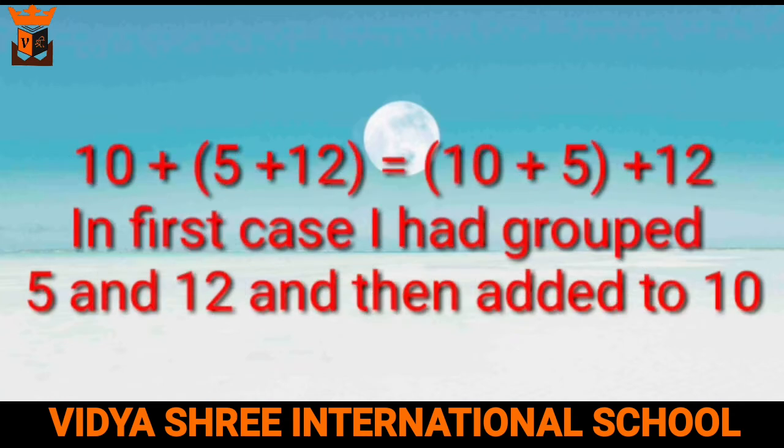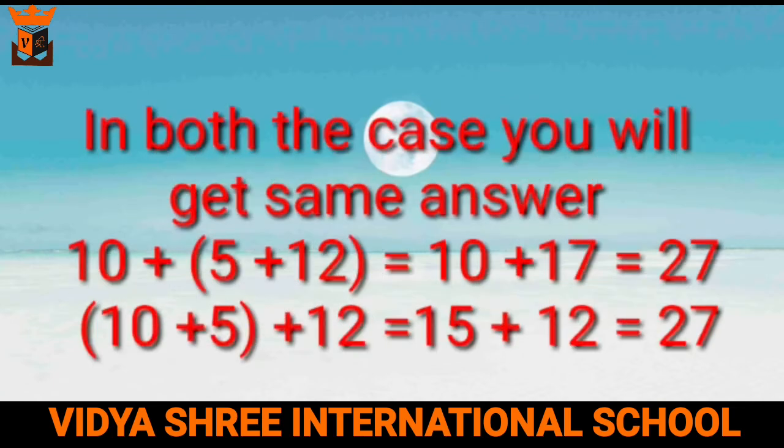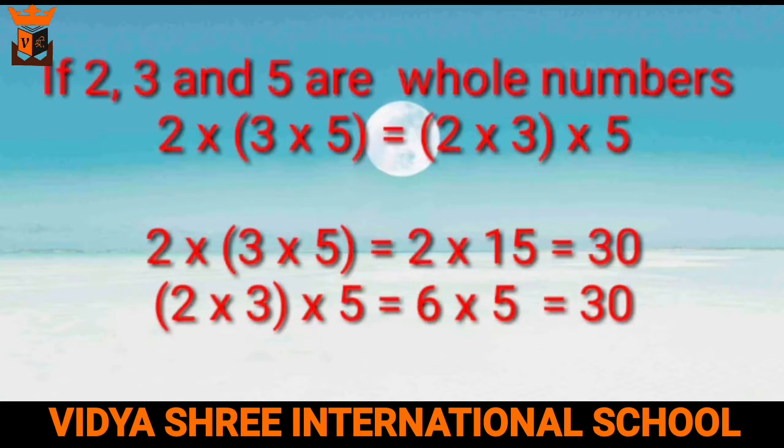In the first case, I had grouped 5 and 12 and then added to the 10. In both the cases, you will get the same answer and same for the multiplication also. If 2, 3, 5 are the whole numbers, then 2 multiply 3 multiply 5 will be equal to 2 multiply 3 multiply by 5.